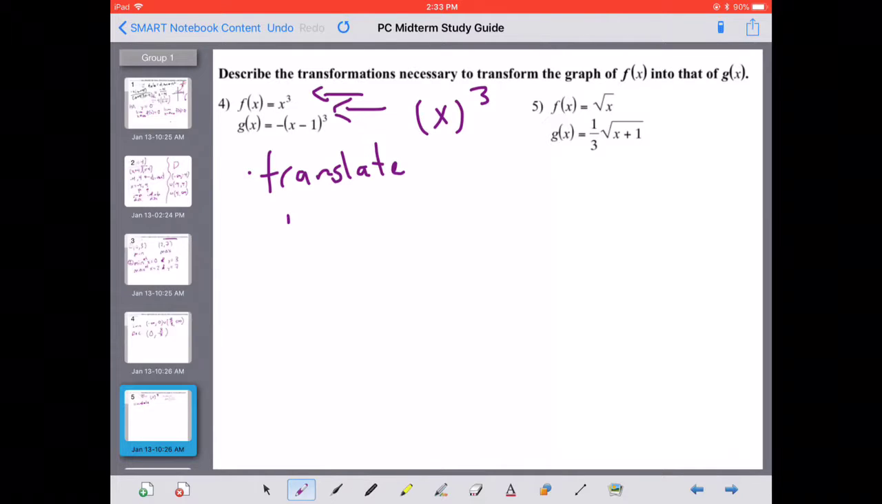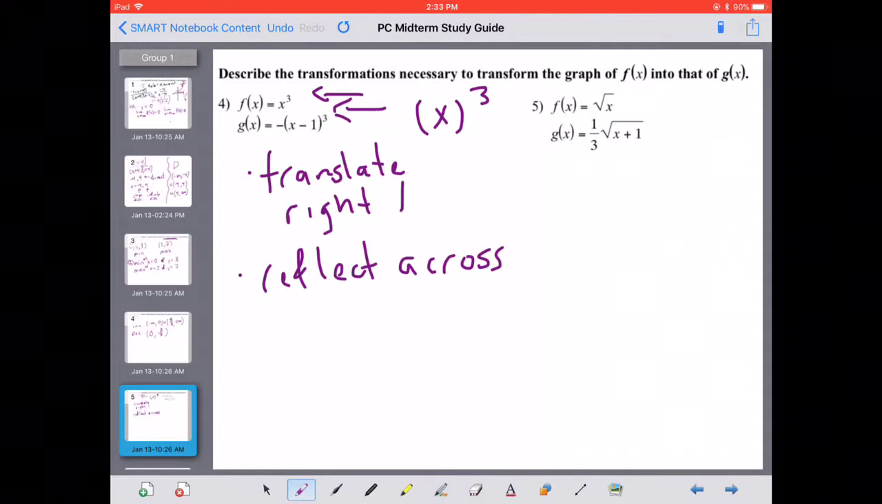Well, we can translate right 1. And then if we look outside the parentheses, we see we added a negative, which means we're going to reflect across, and since it's outside of the parentheses, it's reflecting kind of vertically, like the top goes to the bottom and the bottom goes to the top. So that's actually reflecting across the x-axis. So those are our two transformations in number 4.